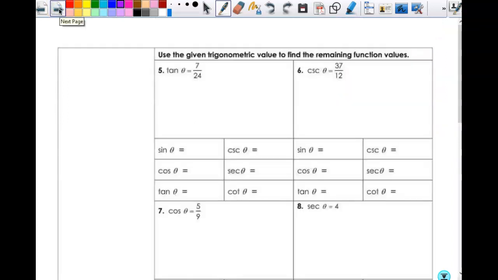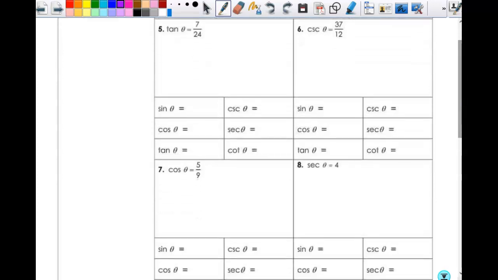It says, use the given trigonometric value to find the remaining function values. So we have the tangent, right? So the tangent, we'll go ahead and fill that in. That's 7 over 24, which means I also know which one? Cotangent, 24 over 7, yes. Then I have to figure out the other pieces, so I need more information. So I'm going to draw and label a triangle. If this is theta, then which pieces do I know? Opposite and adjacent. So this is 7 and this is 24. And then I have to find the hypotenuse, right?